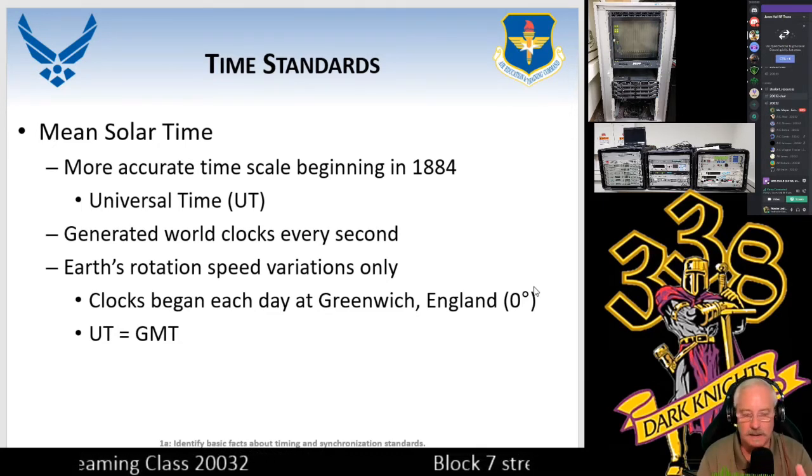Now, what they did do is they developed what's called the prime meridian. Okay, all these scientists, and it goes right through a place called Greenwich, England.